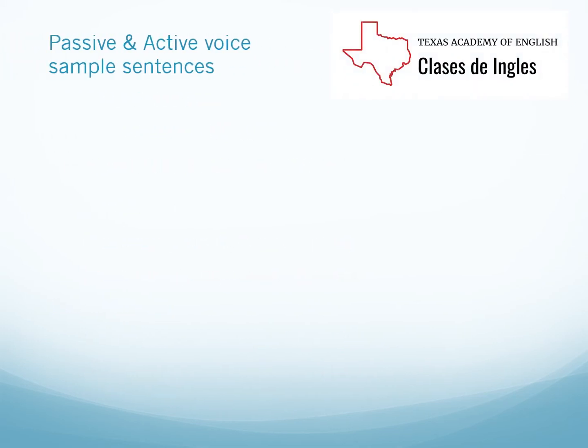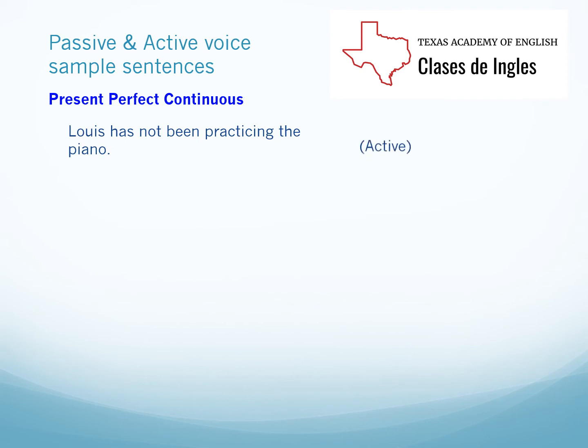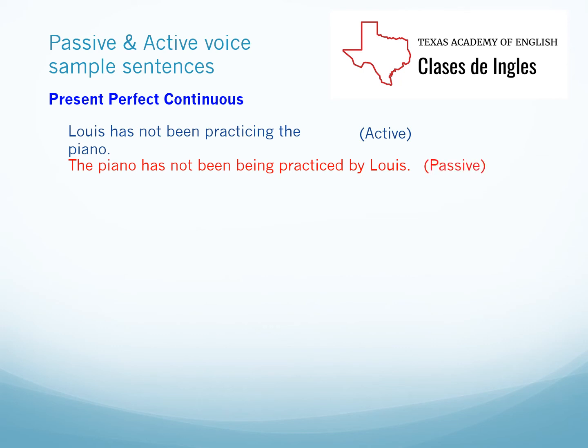In the present perfect continuous, we can say, Louis has not been practicing the piano. That's the active voice. Or the piano has not been being practiced by Louis. The passive voice.